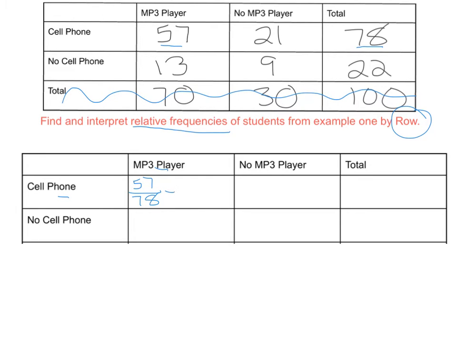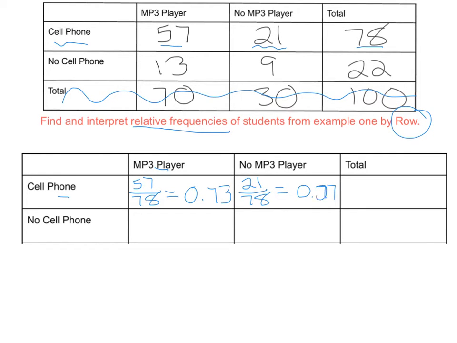So if you divide and round, you will get 0.73. Alright, so then no MP3 player but does have a cell phone is 21 out of 78, and it rounds to 0.27.